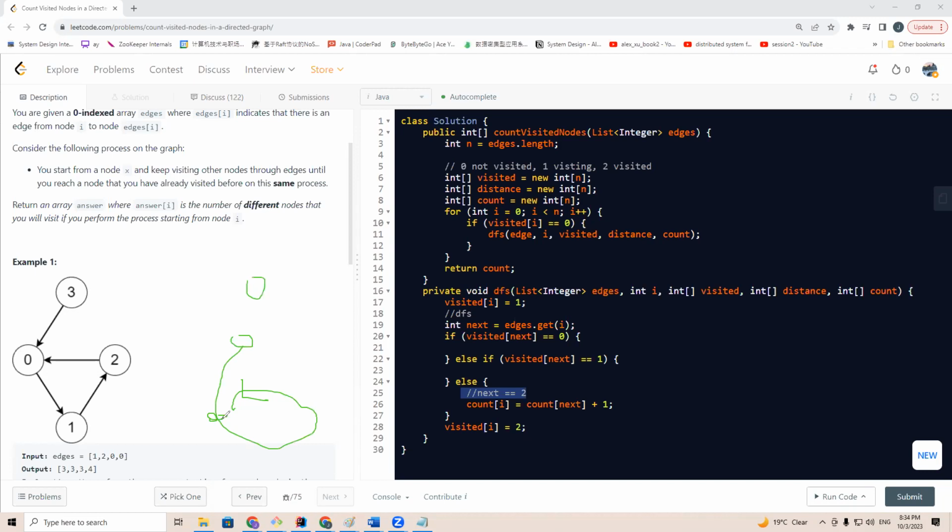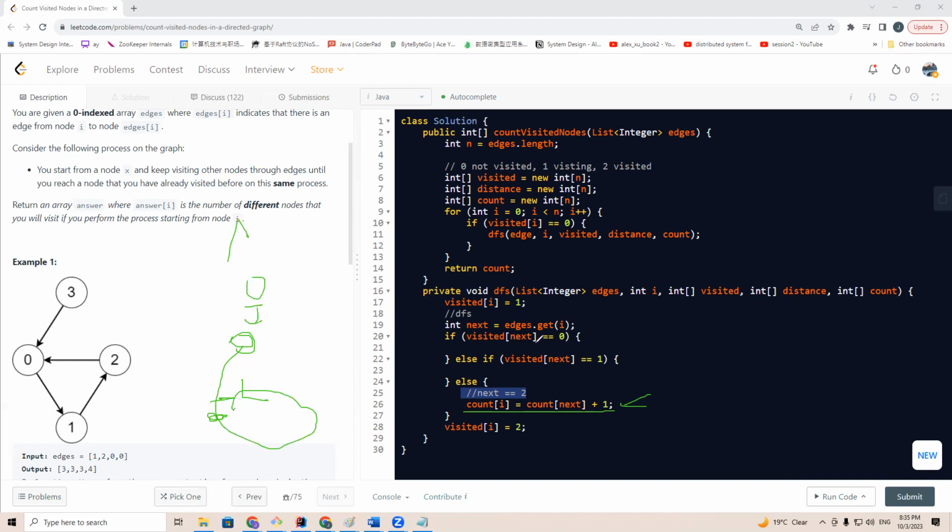So if there is a circle, it can only be the downstream of the next. So it will not be before this. So if this is 2, we can set this one as the count as next as 1. Okay.